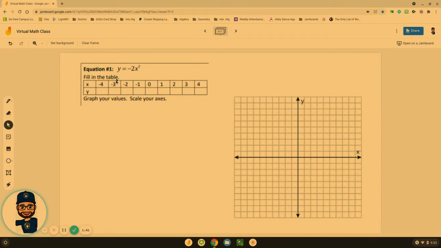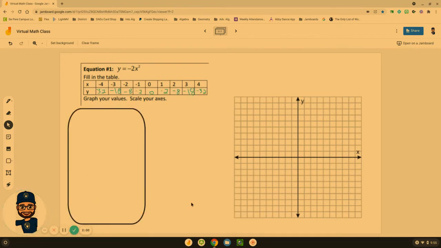Let's take a look at each one of these separately. Here's equation number 1, y equals -2x squared. What I want you to do is to pause the video, take some time on a separate piece of paper, and see if you can fill in the y part of this table. When you come back, I'm going to have all of those answers filled in.